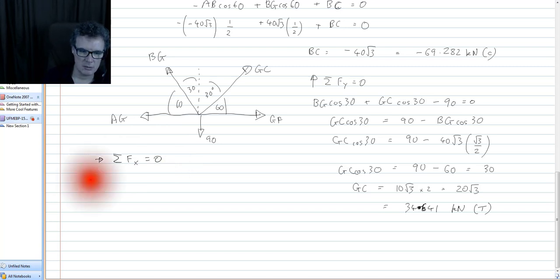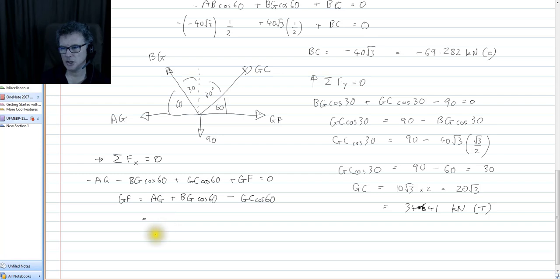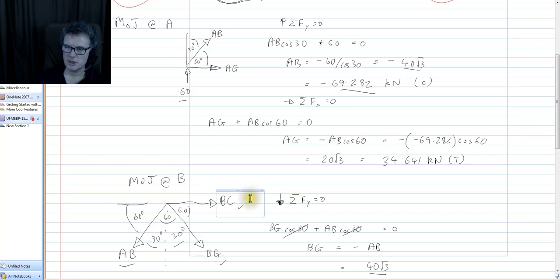So that gives me minus AG minus BG cos 60 plus GC cos 60 plus GF, which is what we're looking for, equals 0. So we've got GF equals AG plus BG cos 60, take away GC cos 60. Now let's substitute in our values. So what is AG? Go all the way back to the beginning. That is 20 root 3.